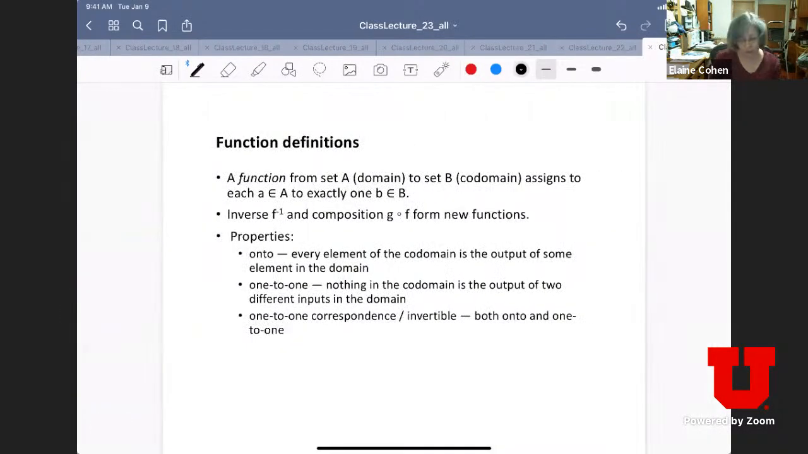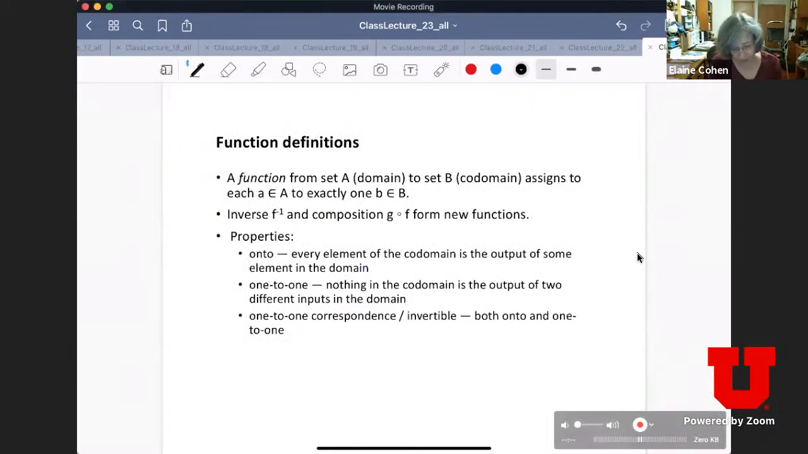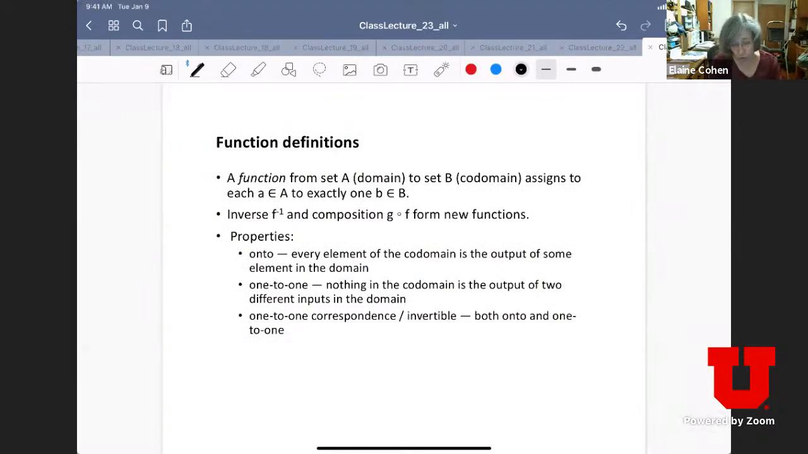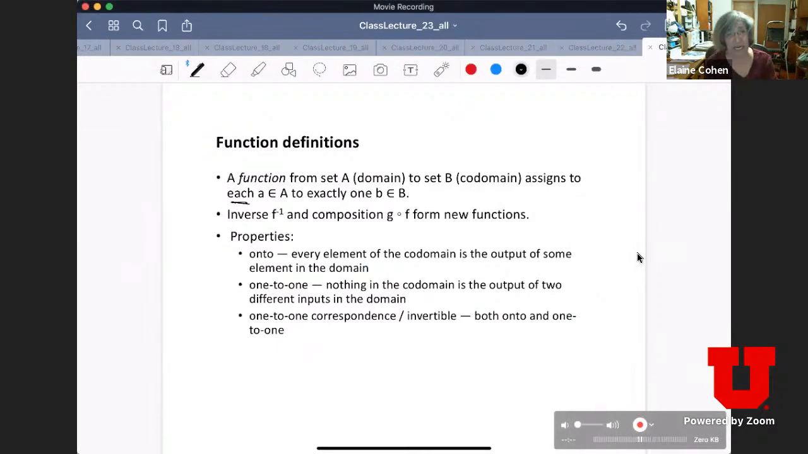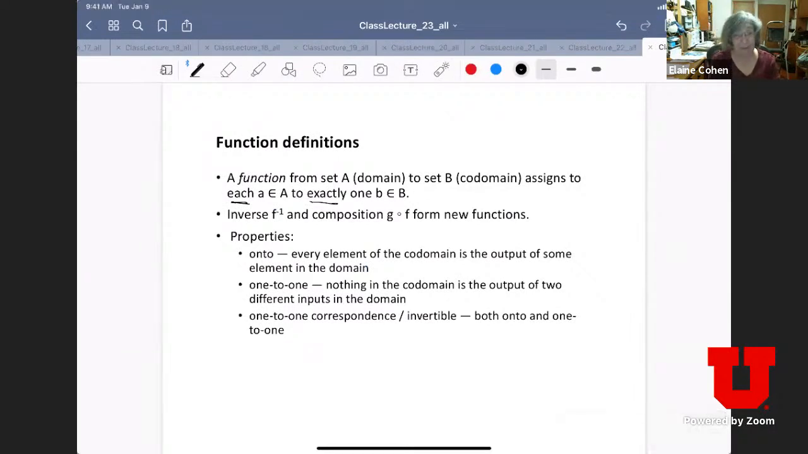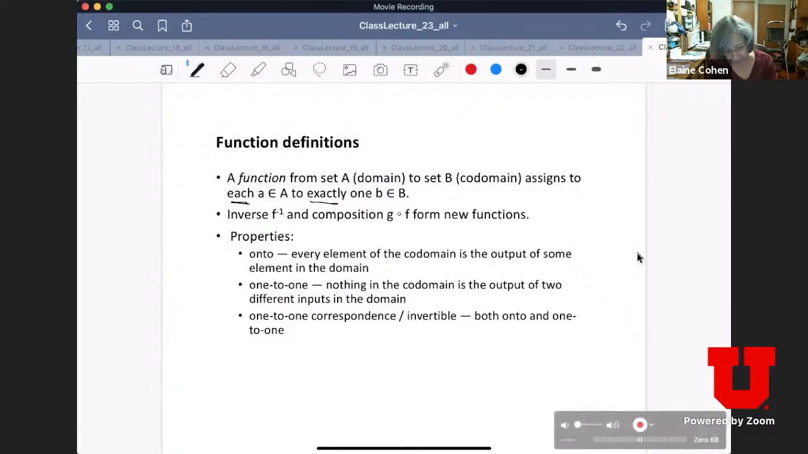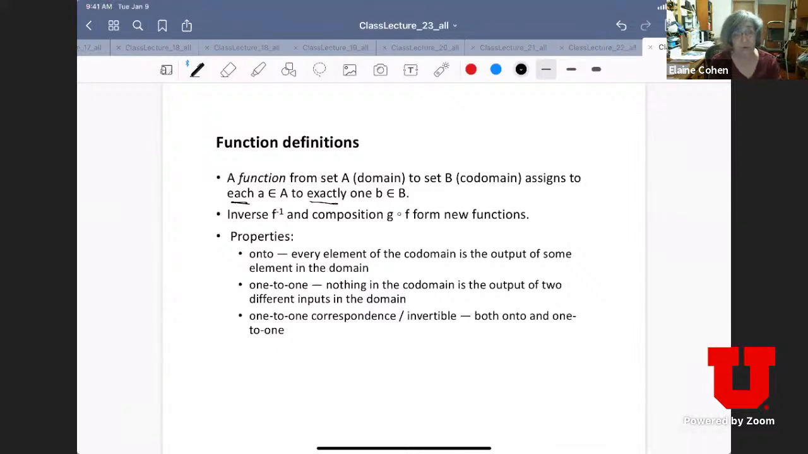Okay, to chapter 4, we had function definitions. A function from a set A, the domain, to a set B, the codomain, assigns each value in A to exactly one in B. It may use up all of B or it may not, but it definitely assigns every value in A exactly one value in B. We have the definitions of the inverse function and composition functions that form new functions. Okay, I don't have that stuff listed here.